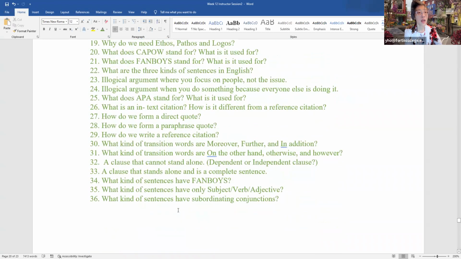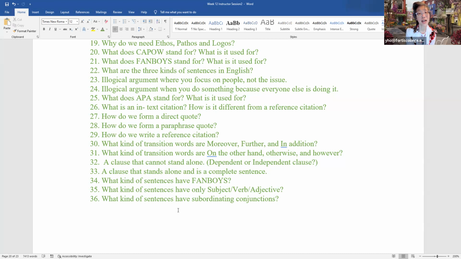An illogical argument where you focus on people and not the issue. In other words, you insult the person. That person is fat, therefore he must not know much, or something like that. What kind of fallacy is that? What kind of illogical argument is that?